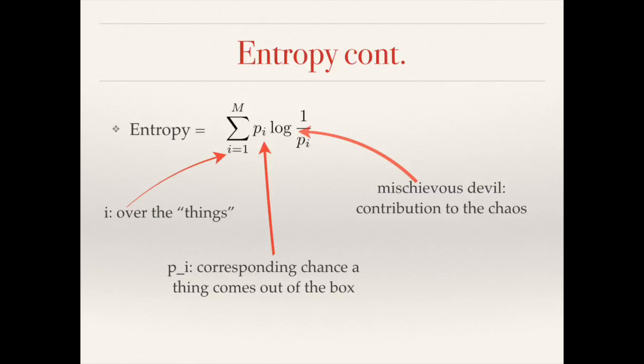That is to take the sum over all of the things, and let p_i be the corresponding chance that thing or that object is the outcome of the random experiment, and the logarithm of the inverse of the chance. We will look at that more clearly in a short while, and for now we consider that to be the contribution of the ith event or the ith object to the entire system.